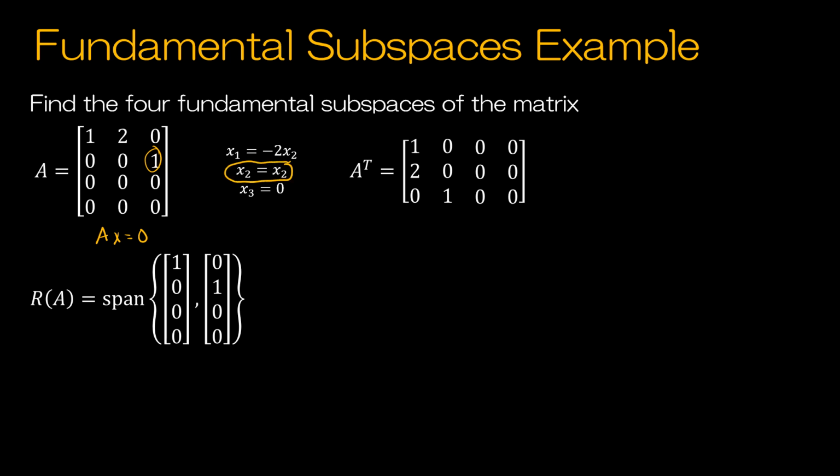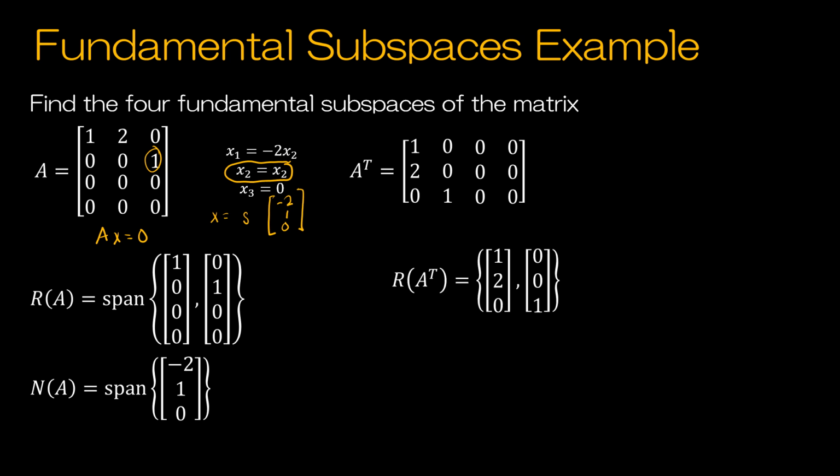So again, how would I write that? I would say x is equal to, we'll let x2 be s. So that would be negative 2x2, 1x2, and 0x2. So that is the null space of A. That is the span of that vector. And now we repeat the process for A transpose.